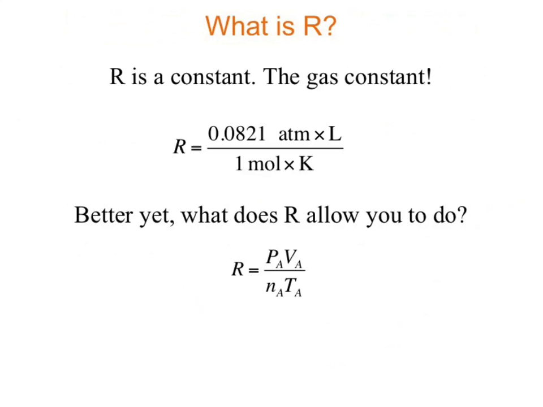R is a constant. You'll notice the most common one is 0.0821 atmospheres, liters, moles, and Kelvin. A couple big things to note here. How many units do we have there? 4 units. When we use R, what pressure do we need to have? What units on pressure should we use when we try and use R? It has to be atmospheres. It has to be ATMs.